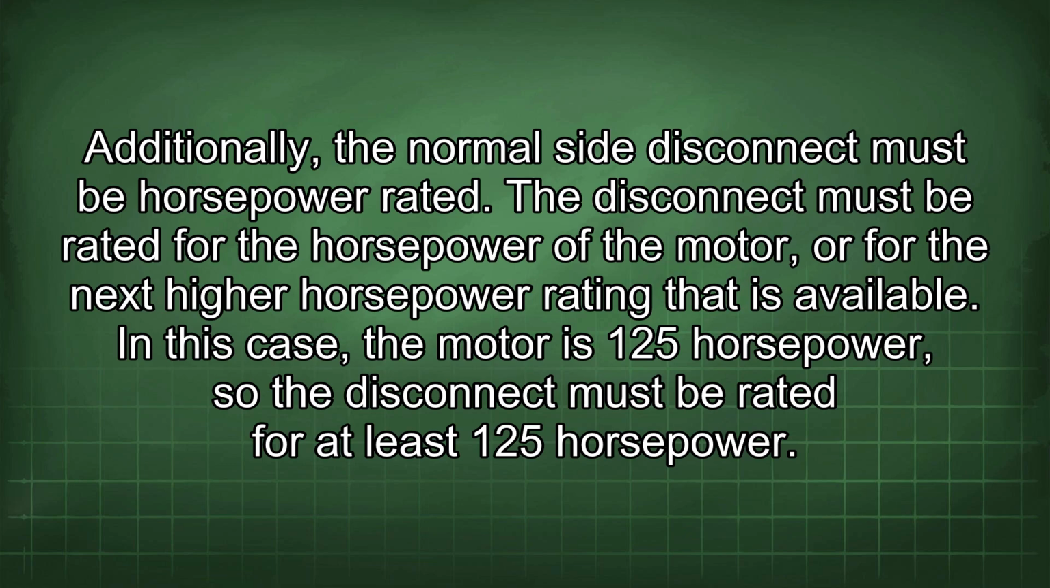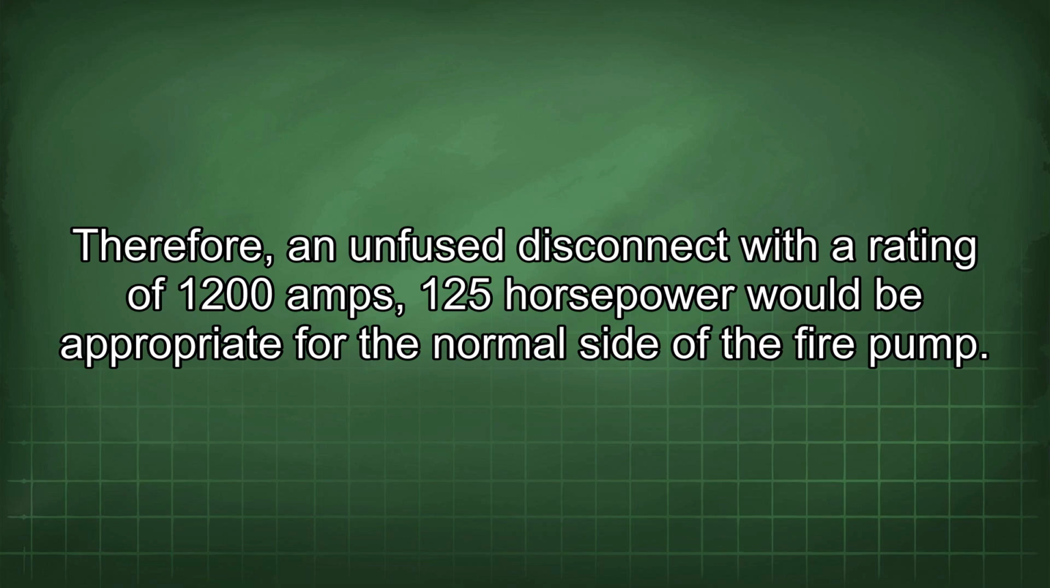The disconnect must be rated for the horsepower of the motor, or for the next higher horsepower rating that is available. In this case, the motor is 125 horsepower, so the disconnect must be rated for at least 125 horsepower. Therefore, an unfused disconnect with a rating of 1200 amps, 125 horsepower would be appropriate for the normal side of the fire pump.